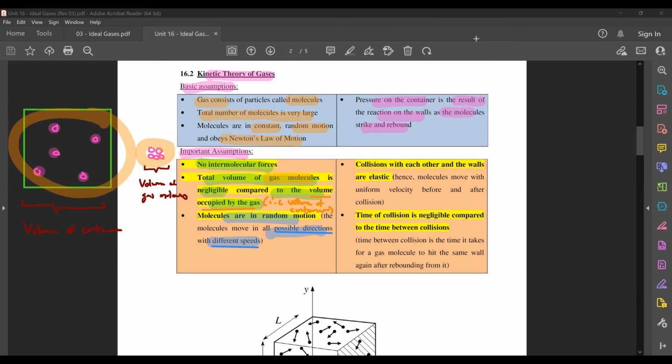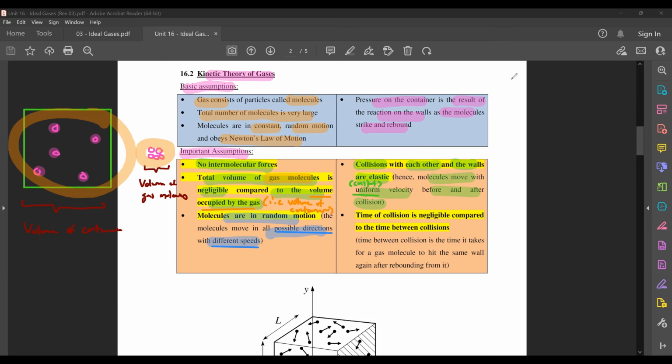And the fourth assumption that you will need to remember is this one. Collisions of the gas molecules with each other and the walls are always elastic, so that the molecules actually move with uniform velocity before and after collision. Uniform velocity here means constant velocity.